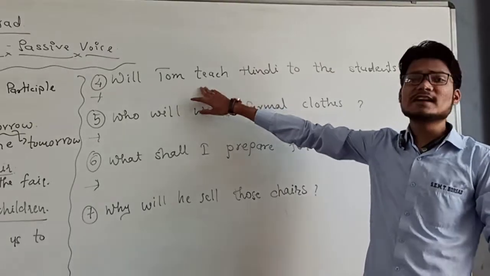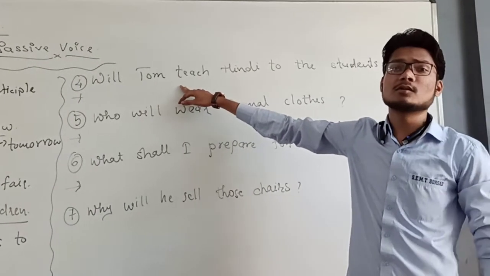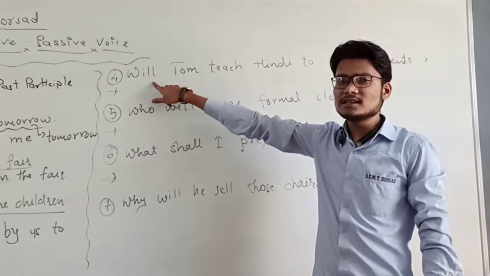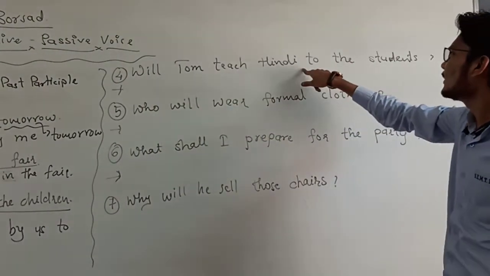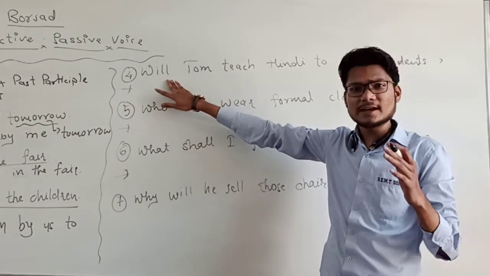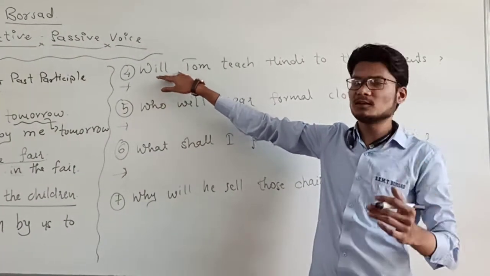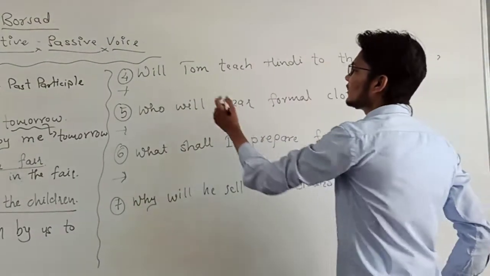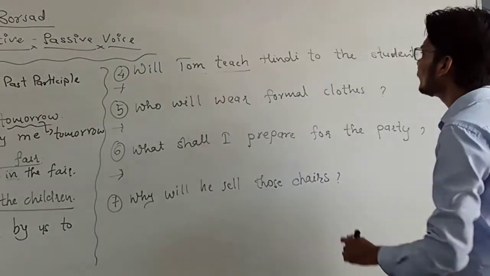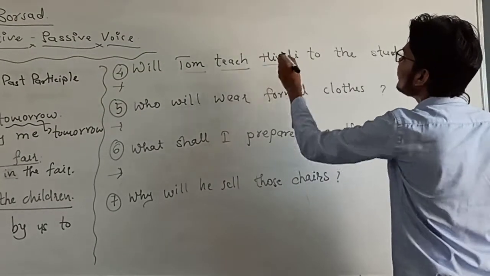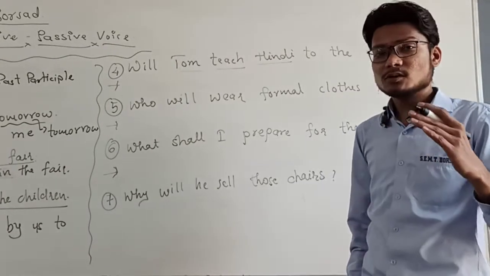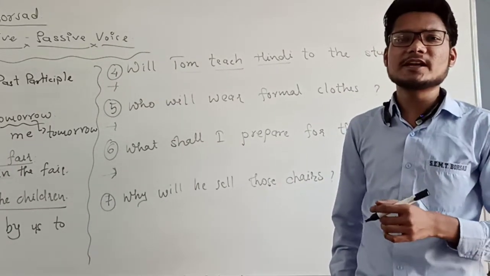Now here, we are starting the interrogative sentences. What you have to do when interrogative sentences are given to you. Let us see the example. Will Tom teach Hindi to the students? Forget that it is interrogative first of all. Why? Because we have to identify the subject, verb and object. First of all, what is your subject? Tom. Teach is your verb form and Hindi can be considered as your object. Now, what are the changes that are going to take place? Let us see.